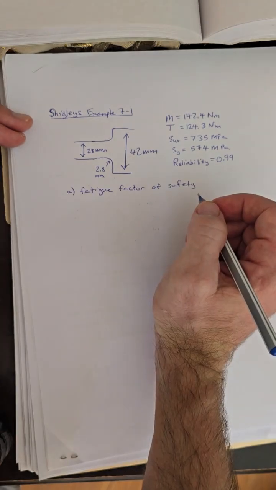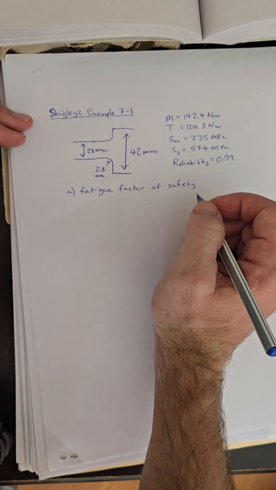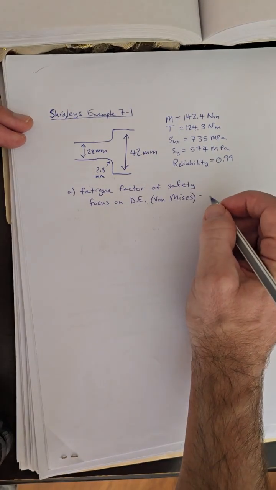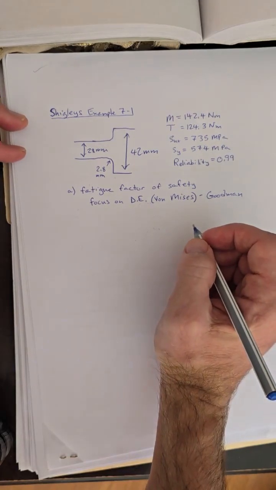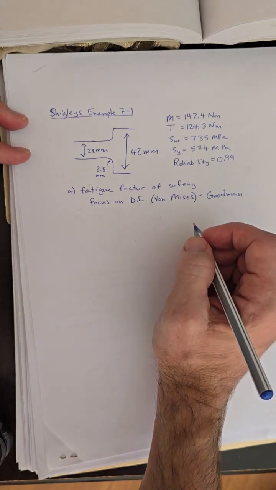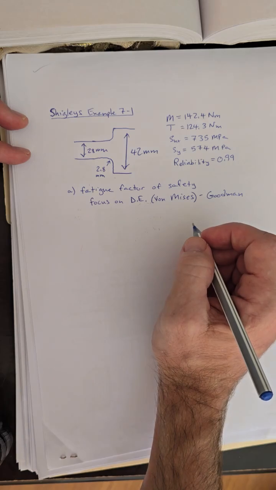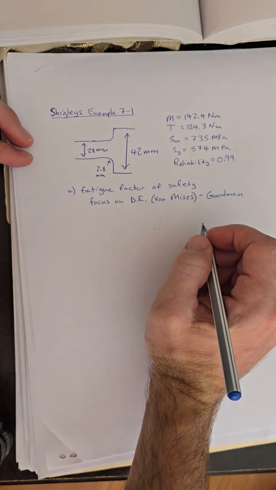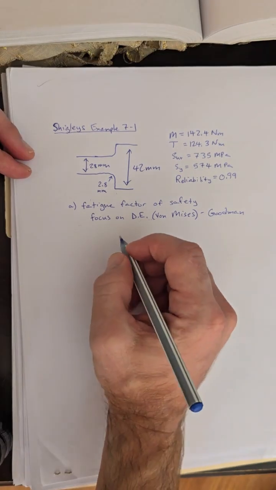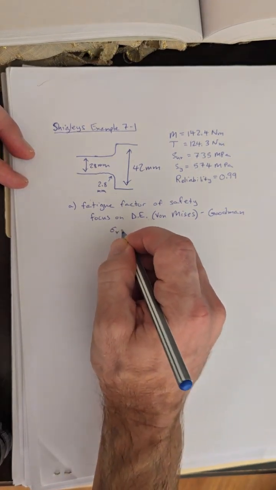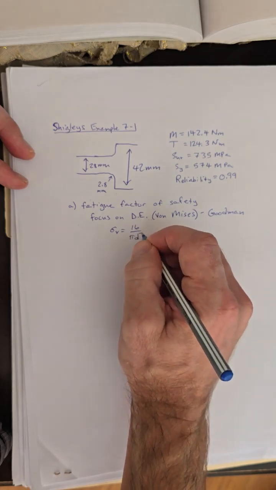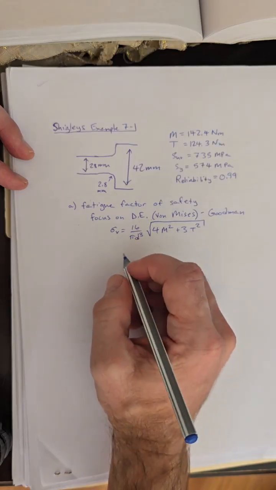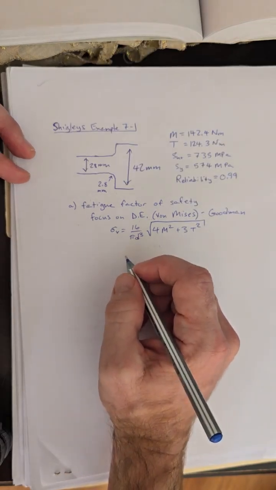Using each of the fatigue failure criteria described in this section, we are just going to focus on the DE, which means von Mises, Goodman criteria. Now it's good to know what we're looking for before we start the problem. If we look back at the Goodman criteria in combination with the von Mises stress, for static failure with no stress concentration, you have the von Mises as 16 over pi d cubed times the square root of 4 M squared plus 3 T squared. Put that into the Goodman criteria for failure.